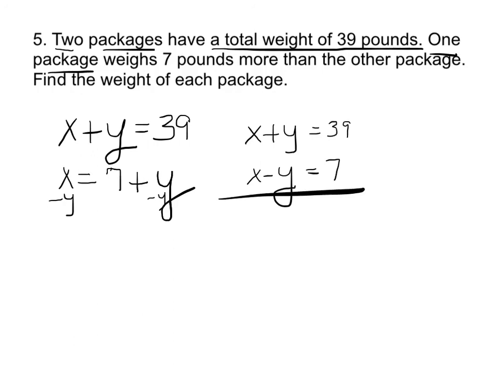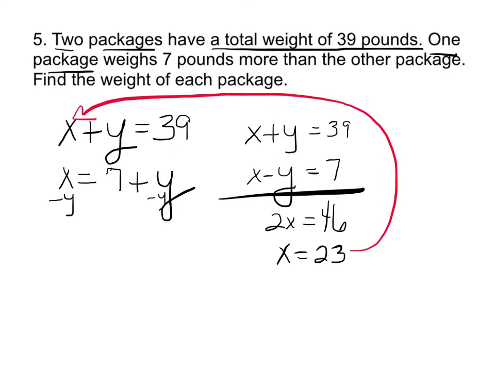Add them together. 1x plus 1x is 2x. 39 plus 7 gives me 46. Divide by 2. X equals 23. So I'm going to take that 23, plug it in, let's say right here. So that gives me 23 plus y equals 39. Subtract 23 on both sides. Y equals 16.